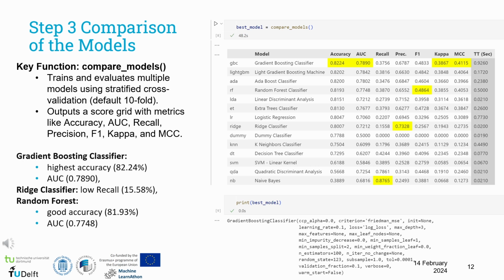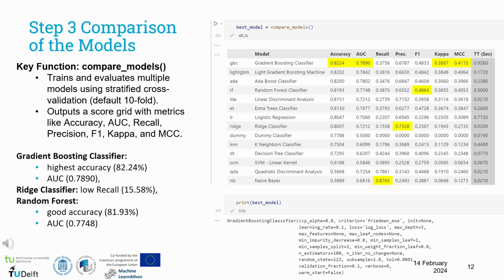In our example, we observed that the gradient boosting classifier achieved the highest overall performance. It reached an accuracy of 82% and an AUC of 0.78, which indicates good discrimination ability. Though its recall is moderate at 37%, its balance of precision and F1 score make it the most promising candidate.